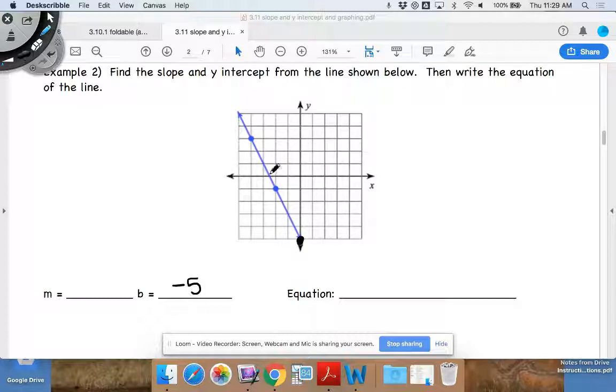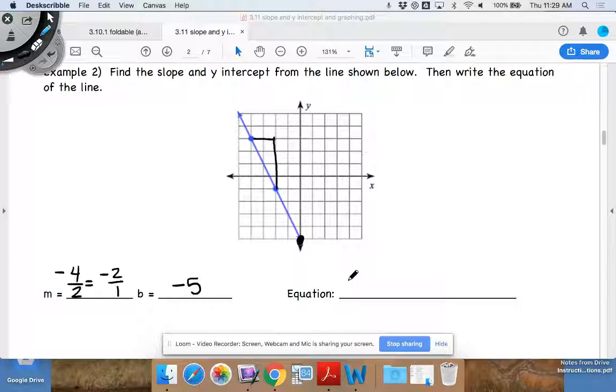Okay, and then they picked some ordered pairs for us, or we have this ordered pair too. So we would rise up, run out, and we would rise up how much? 4. So 4 over 2. And what kind of slope is this? Negative. But I have to reduce that. So it would be -2 over 1, or you might just see it as -2.